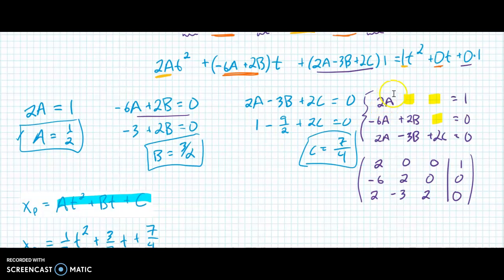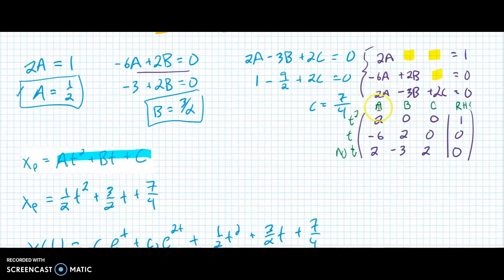If I turn that into a matrix, let me pause. If I put that into this matrix here, my A column goes along here: 2, negative 6, 2. My B column has a 0, and then a 2, and then a negative 3. And notice this is the t squared equation, this is the t equation, and this is the no t equation. So you can see I can pack all this information into a matrix.